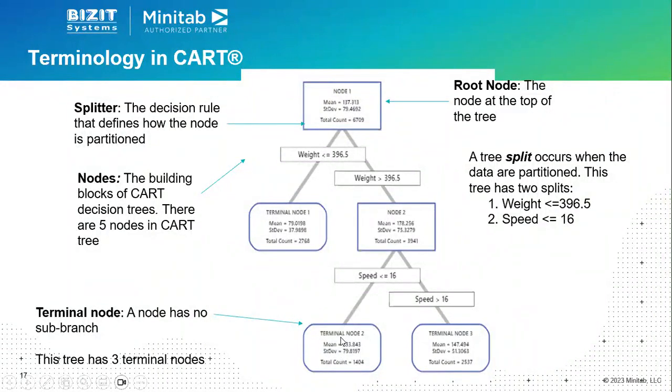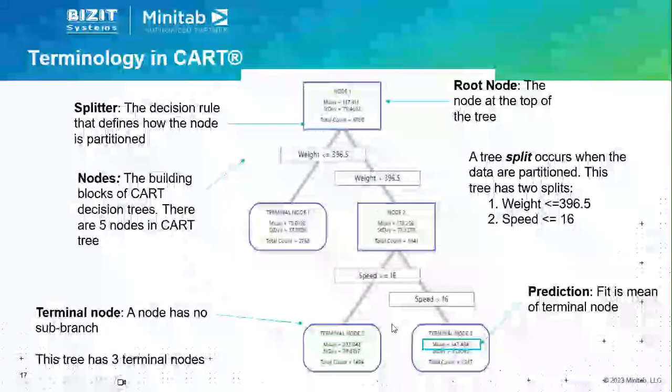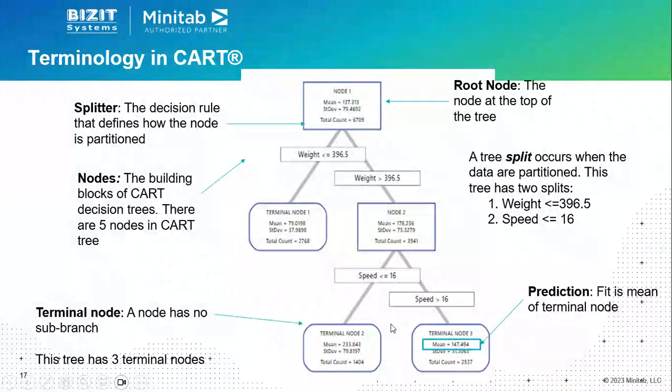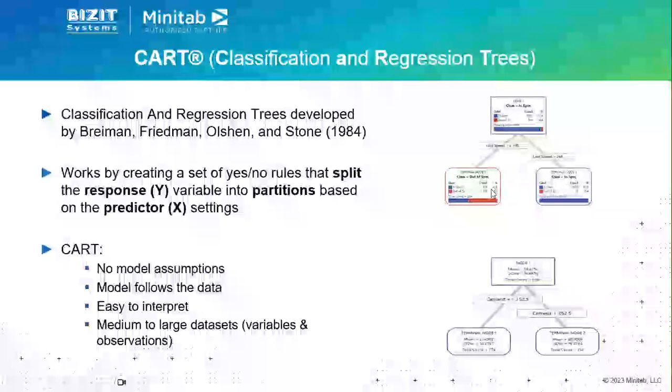Why is it important? Because in the terminal node, you will see the prediction value. For this case, it's the mean. It will be your prediction value based on the mean, since this one is a regression tree. If let's say you go for classification, a classification tree, you will see the percentage instead.